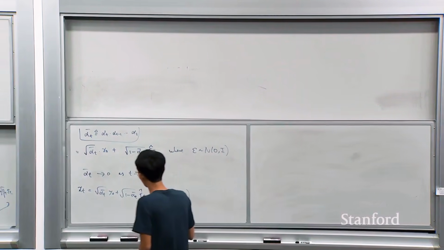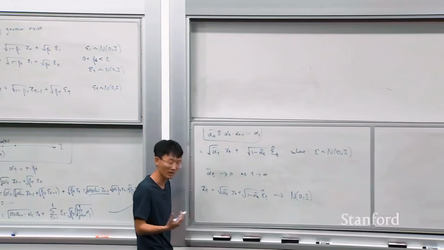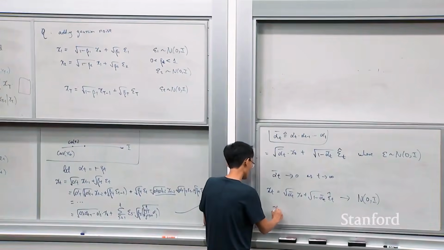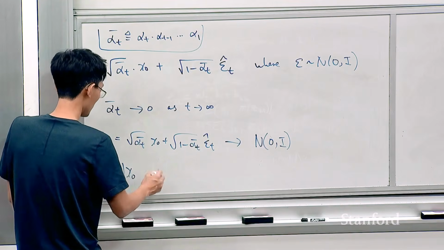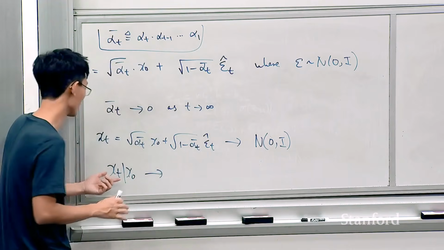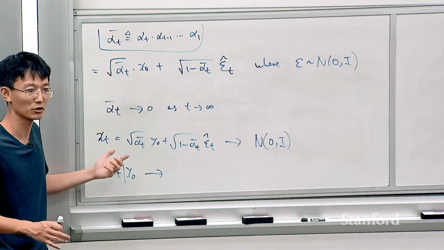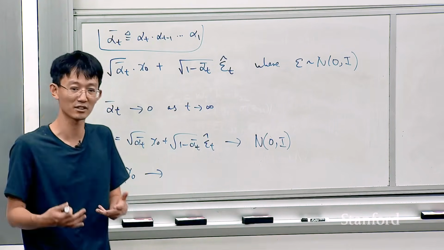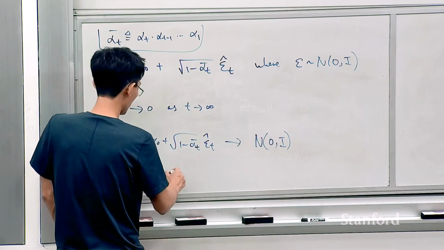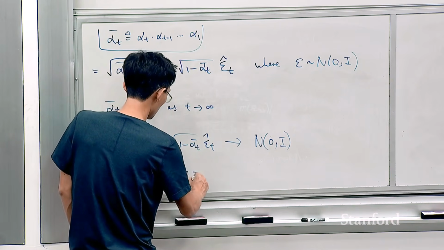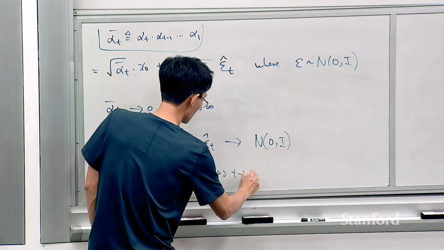Or maybe I think actually in some sense, if you really want to formally write this, the distribution of xt given x0 will converge to not only just the marginal distribution of xt, but actually the conditional distribution of xt given any x0 will be converging to the standard normal distribution as t goes to infinity.